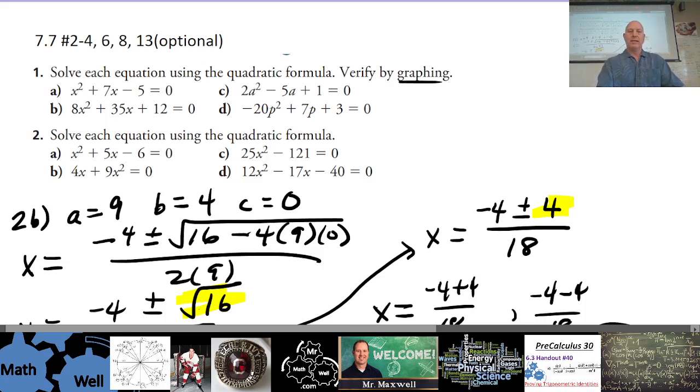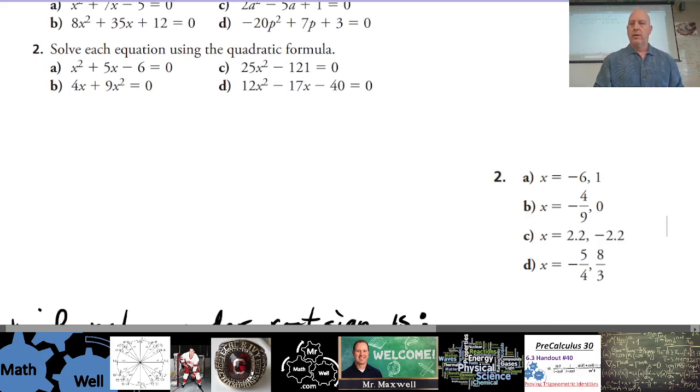So just looking at C, B is 0 because there's no x term. And you have A, B, and C, and D as well. Okay, here's your solutions for number 2. Once you have done your work with the formula, you can check to see if they match up with the solutions down here.